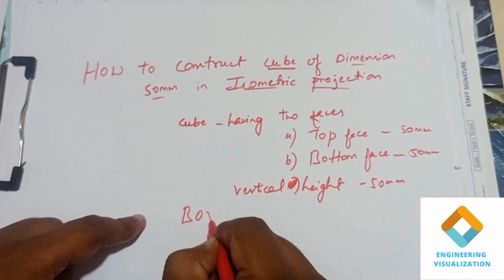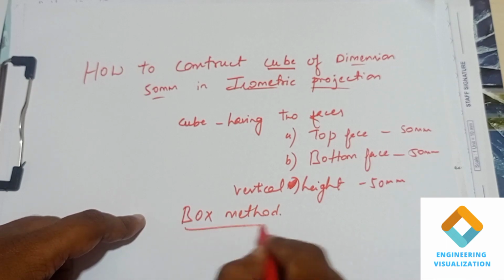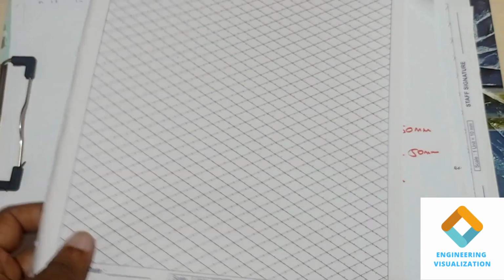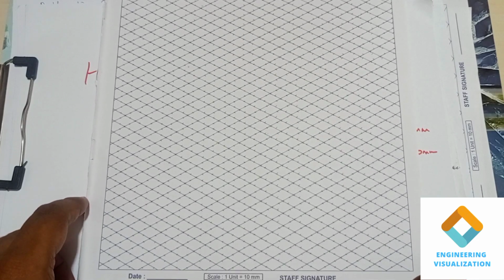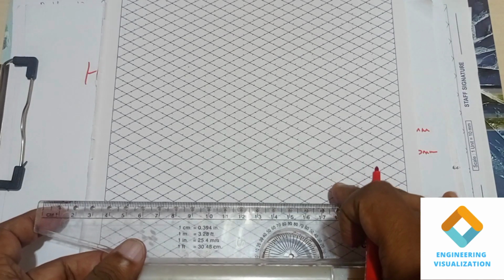In a cube all the dimensions are the same, all the sides, that's why they have not given the height here. So it will be constructed using the box method. We will be using the isometric sheet. First I'll be drawing one reference line here.